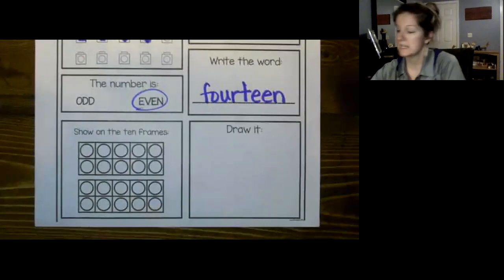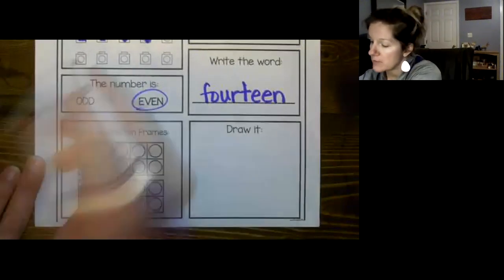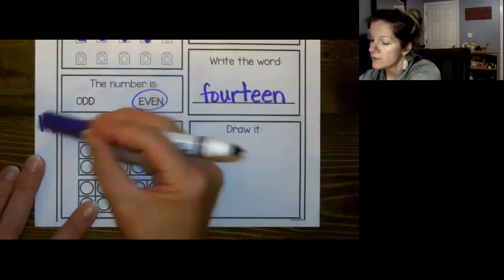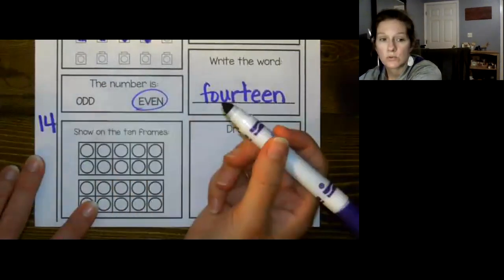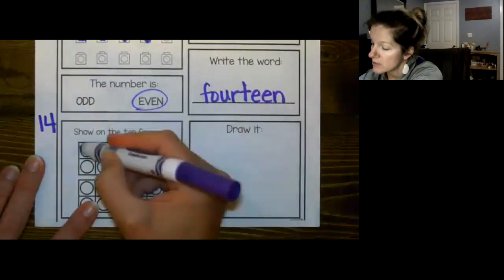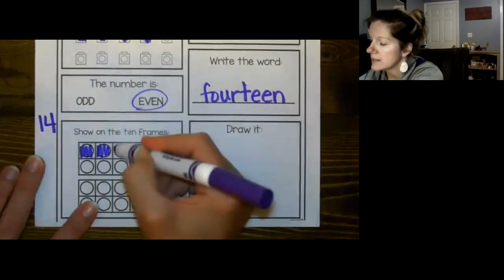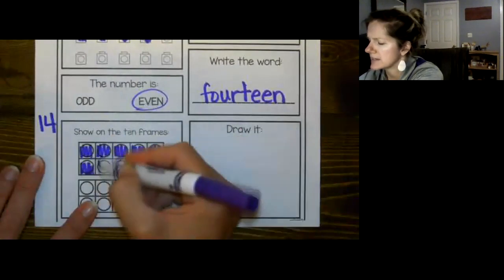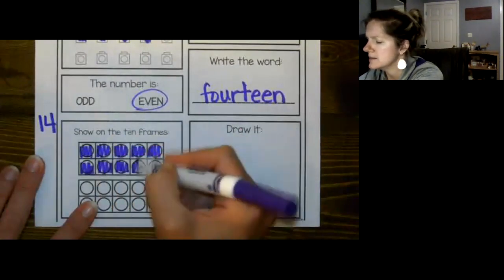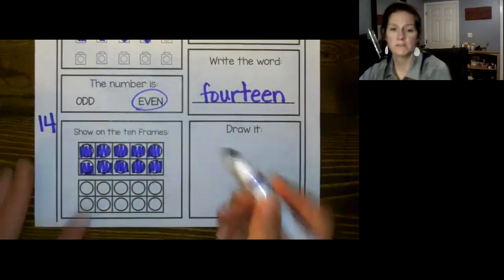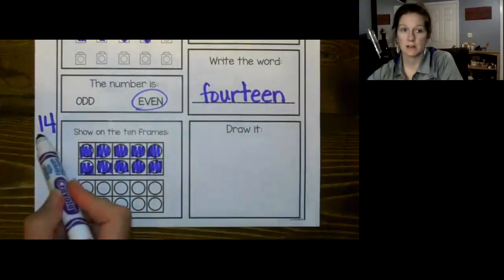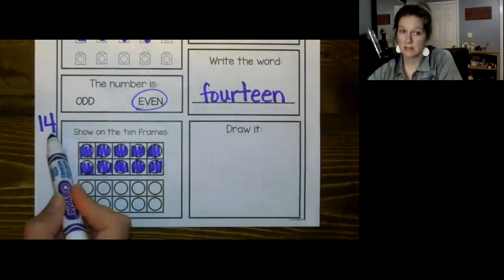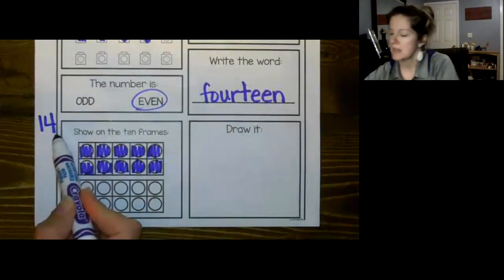Okay. All right, down here at the bottom, we're going to color on our 10 frame to show 14. Since 14 is off my page and you can't see it, I'm going to write it right here. So this first number right here is a group of 10. I'm just going to quickly color in one whole 10 frame. I don't even have to count because I know that it's one whole group of 10. See that one right there tells me that it's one whole group of 10. Now, what does the second number tell me? How many extra ones?